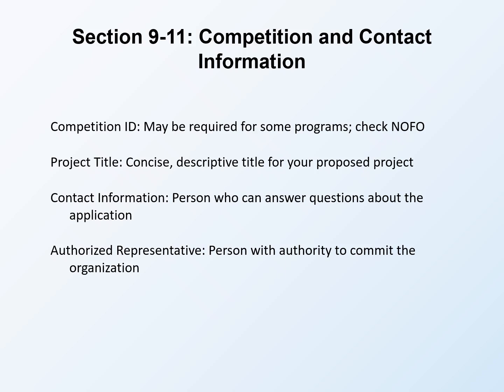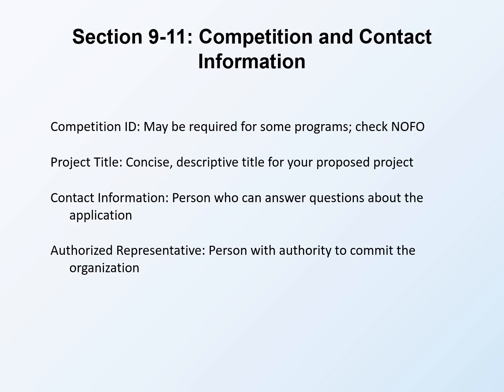Contact information in Section 11 identifies the person who can answer questions about the application. This is typically the project director or principal investigator, or PI, who understands the project details. Include accurate phone number and email address where this person can be reached.